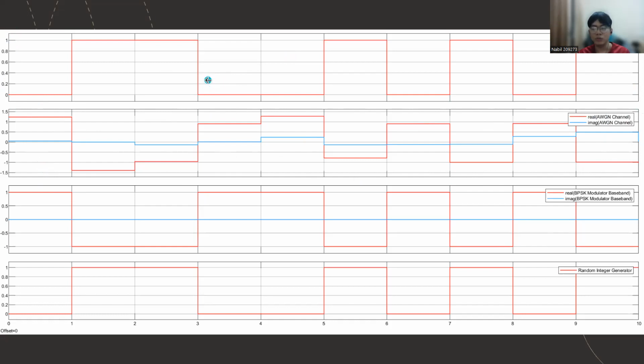Since this is a demodulator circuit, you have to make sure that the random integer generator signal here and the demodulator output are similar for you to verify that the whole BPSK circuit works exactly as intended. So let's compare the first graph and the last graph. We can see that the shape of both graphs are exactly the same, which means that the simulation was run perfectly.